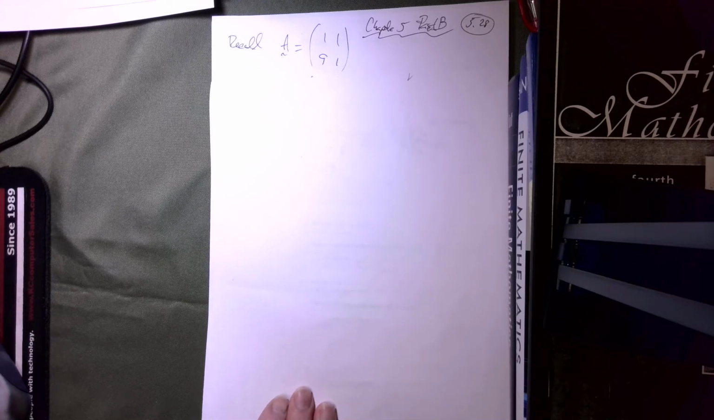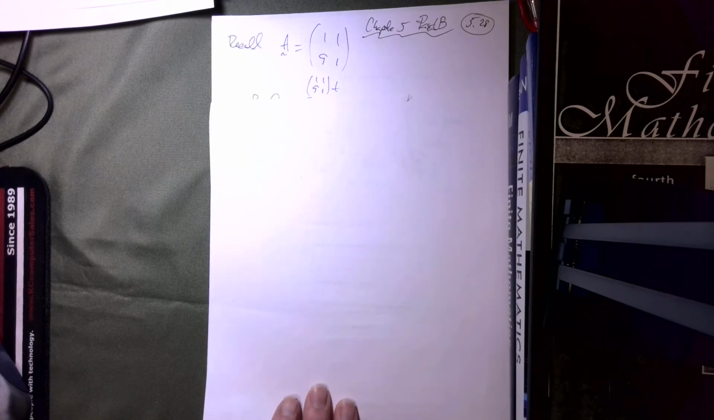So let's go back to 1191. From the previous notes we found the matrix exponential for those two cases. One was distinct eigenvalues, and we had one with repeated eigenvalues.